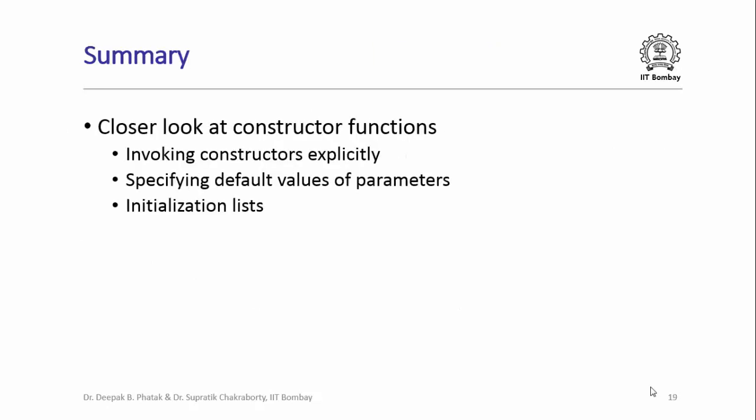So in summary, in this lecture, we took a closer look at constructor functions. We saw how to invoke them explicitly in your program. We saw how to specify default values of parameters of constructor functions, and the same mechanism also works for specifying default values of parameters of other member functions of classes. And we also saw the usage of initialization lists to specify initial values of different data members of objects before the constructor function actually starts executing.